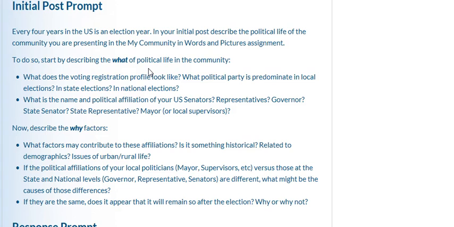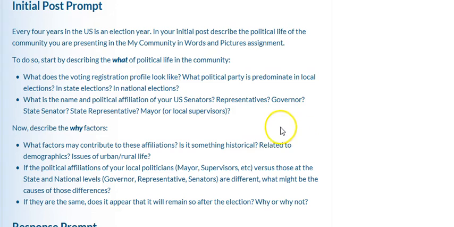In your initial post, describe the political life of the community you are presenting in the My Community in Words and Pictures assignment. Start by describing the what of political life in the community. What does the voting registration profile look like? What political party is dominant, etc.? What is the name and political affiliation of your senators, representatives, governor, state senator, state representative? This is critical information to know when you're advocating on behalf of clients.